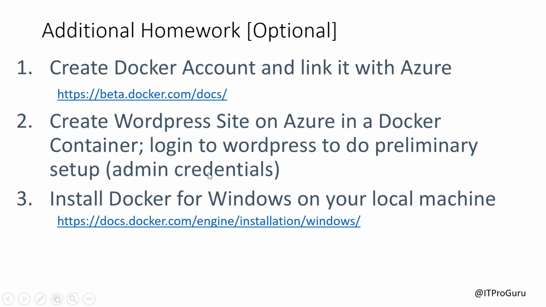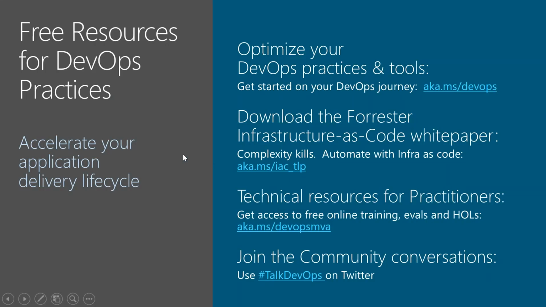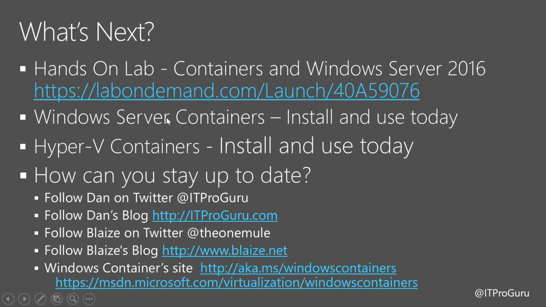So additional homework: create a Docker account and link to it with Azure. Create your WordPress site on Azure or in a Docker container. Log in. Do some basic stuff to get used to the technology. I've got some free resources from DevOps practices, so lots of additional downloads that you can continue learning and reading. Most important, though, is going to be that hands-on lab.